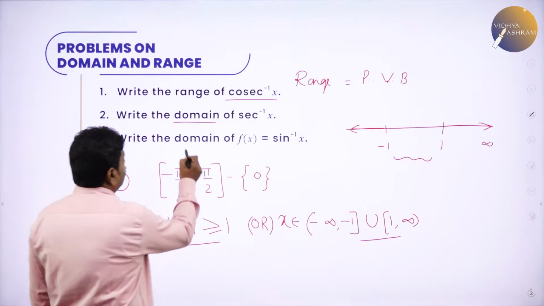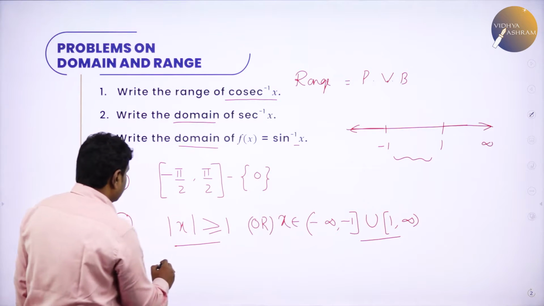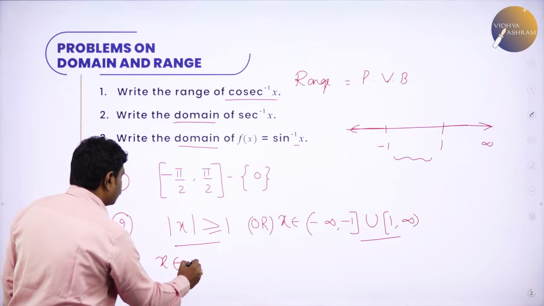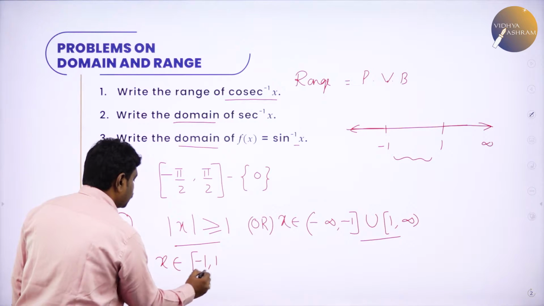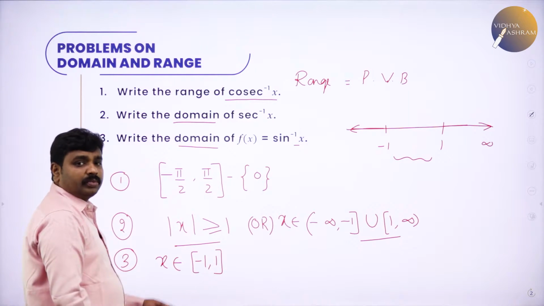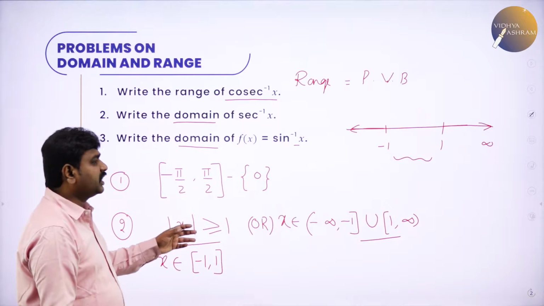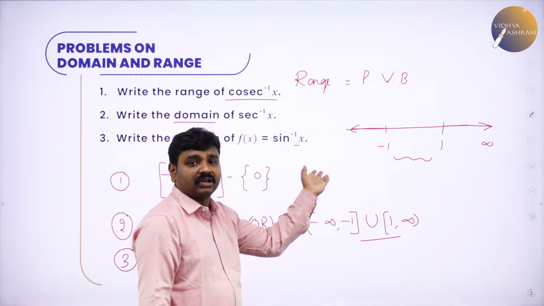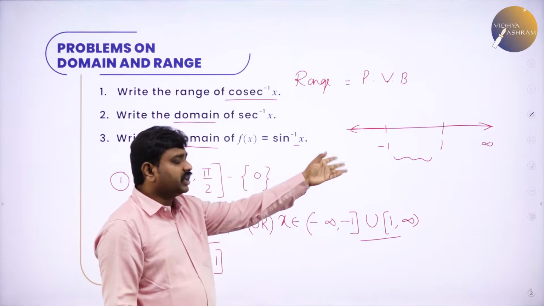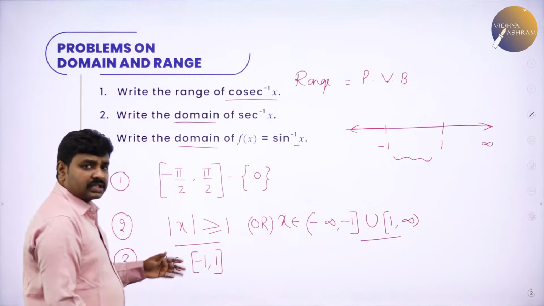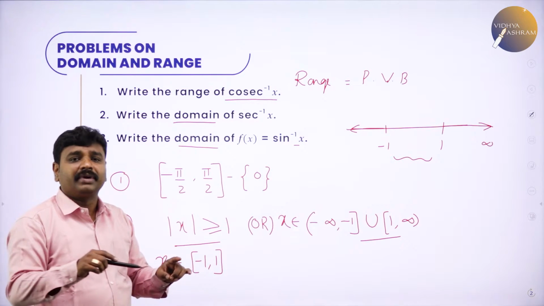Then they want the third question, simple. They want the domain of sine inverse x. So domain of sine inverse x is x values. X belongs to minus 1 to 1. What is the domain of sine inverse x? Minus 1 to 1. Cosecant inverse x is other than 1 and minus 1, from 1 to infinity, like that. So now this can be answered by learning the table of domain and range.